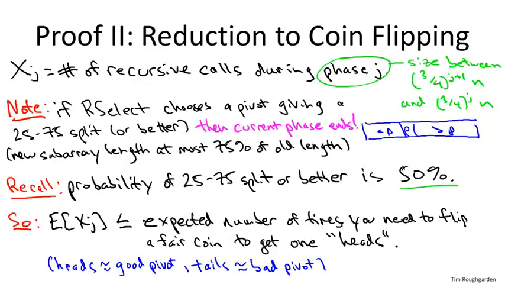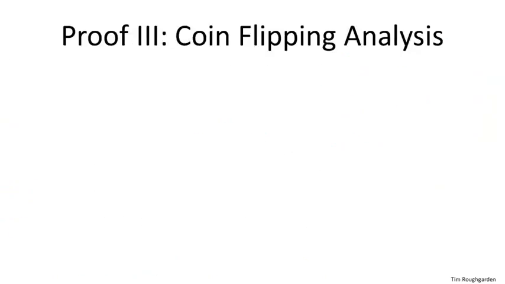This correspondence gives us a very elementary way to think about the progress that a randomized selection algorithm is making. So there's one recursive call at every step in our algorithm, and each time we either choose a good pivot or a bad pivot. Both could happen, 50-50 probability. Good pivot means we get a 75-25 split or better. Bad pivot means, by definition, we get a split worse than 25-75. So what have we accomplished? We've reduced the task of upper bounding the expected number of recursive calls in a phase j to understanding the expected number of times you have to flip a fair coin before you get one heads. So on the next slide, we'll give you the classical and precise answer to this coin flipping experiment.